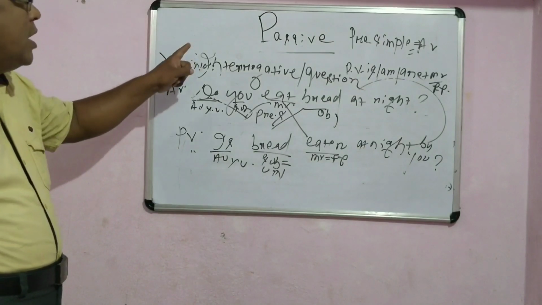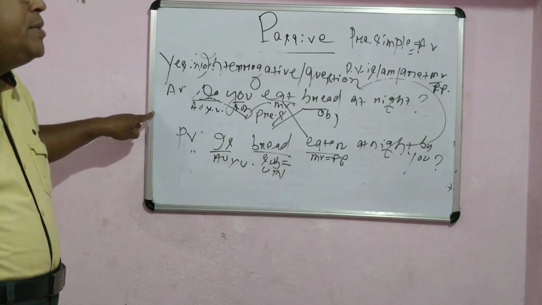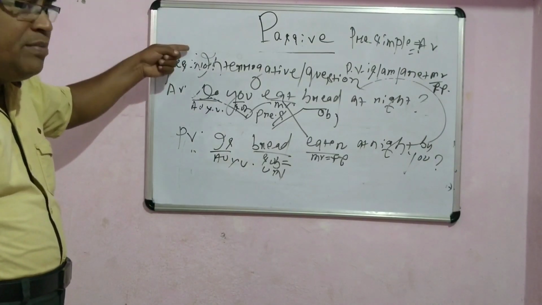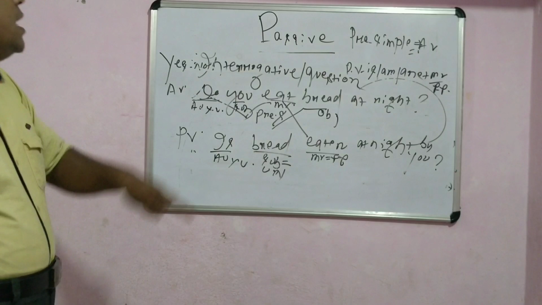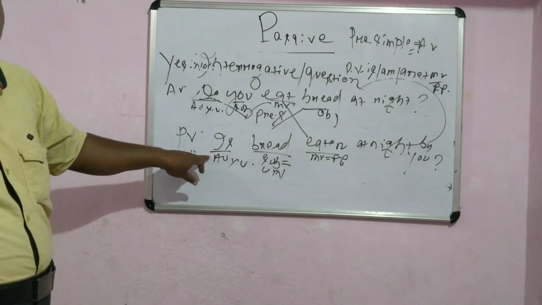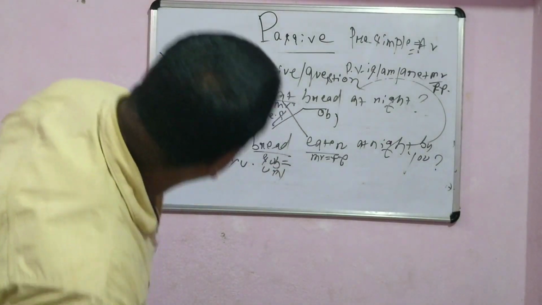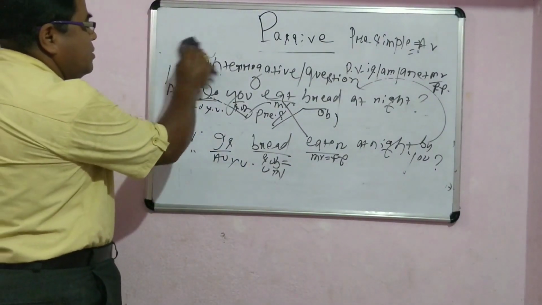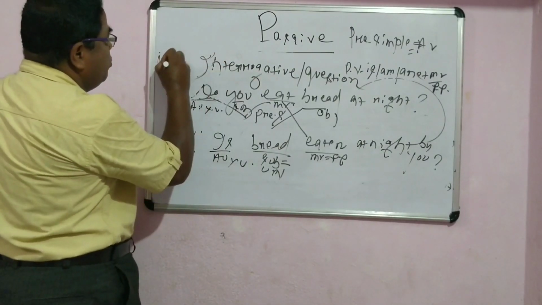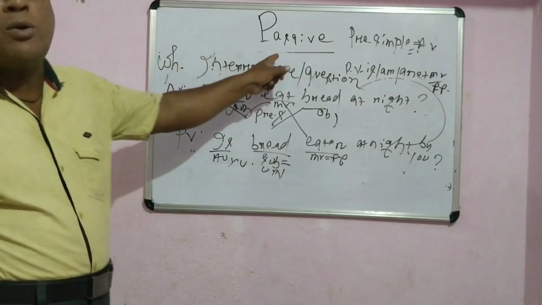So always remember, if the active is declarative, your passive sentence will be declarative. Declarative means the sentence will begin with the subject. If the sentence is negative, the passive also should be negative. If the active voice is yes no interrogative, the passive should also be yes no interrogative. Okay? Yes no interrogative is over. Now we have to focus on another interrogative, that is called WH interrogative or question.